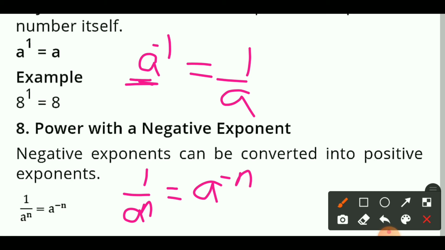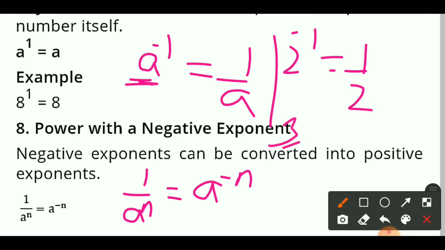Okay, for example, take any number, 2 raised to power minus 1, which can be written as 1 by 2. Okay, also you can say that 3 upon 4, you can write like 4 upon 3 minus 1. Okay, understand?